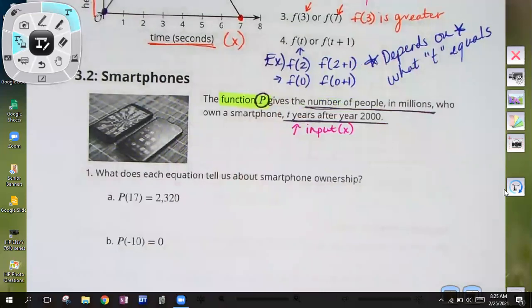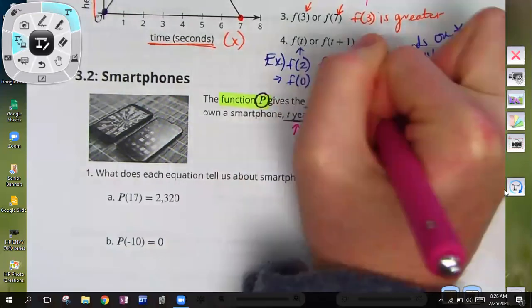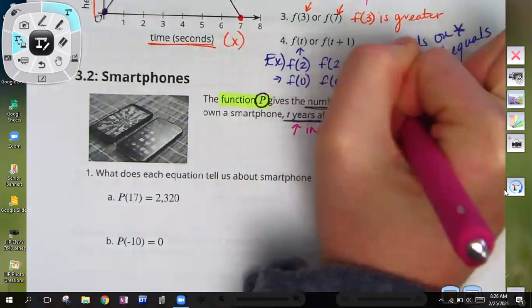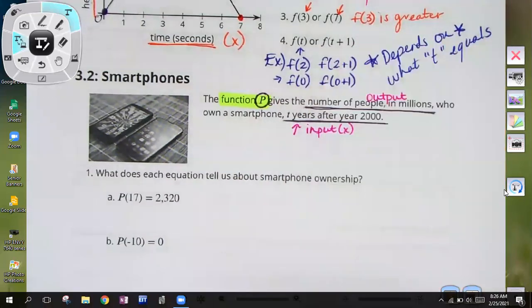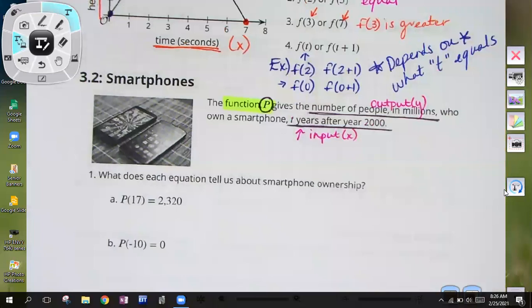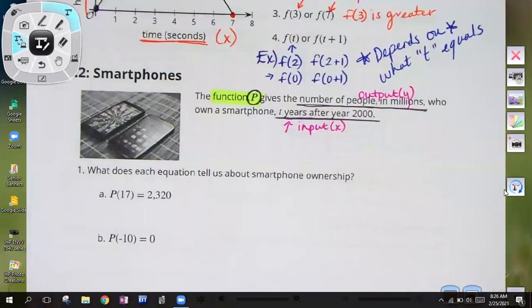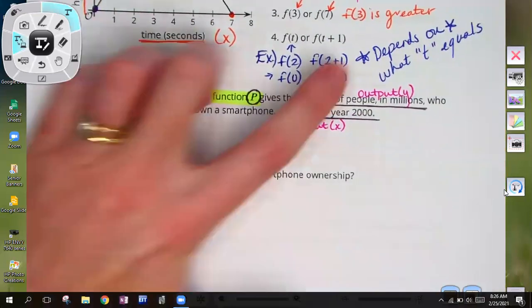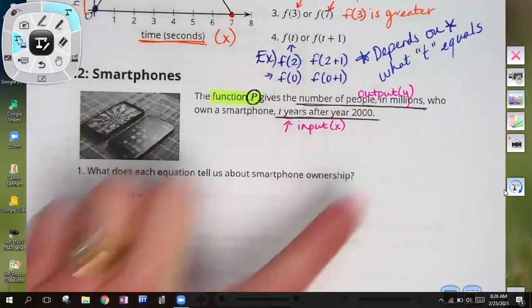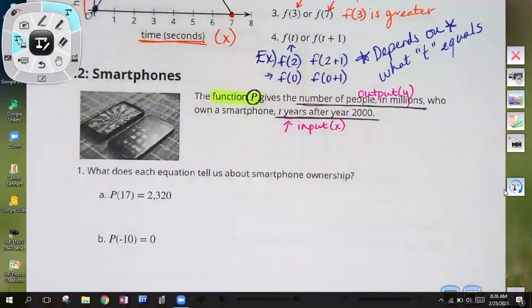Okay, so if the years after the year 2000 is going to be my input, then what will my output be? The number of people will be the output. Good. Okay, so now we have everything we need to know in order to understand the function notation. You need the name, you need the input, you need the output.